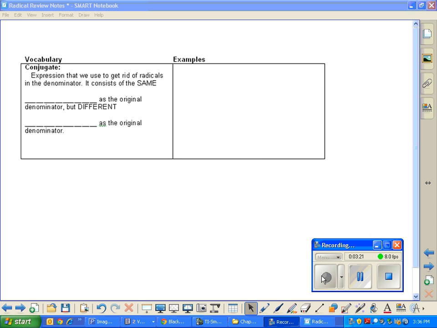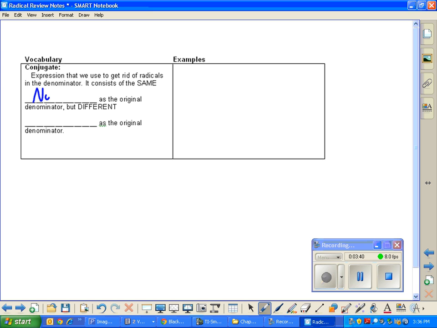Okay, and now on to our major mission. We have some vocabulary. The key term that I want you to recall from maybe your college algebra class is the term conjugate. You want to recall that it is an expression that we use to get rid of radicals in the denominator. And long story short, it consists of the same numbers in the original denominator, but different signs in between.